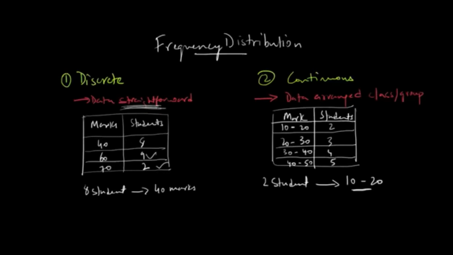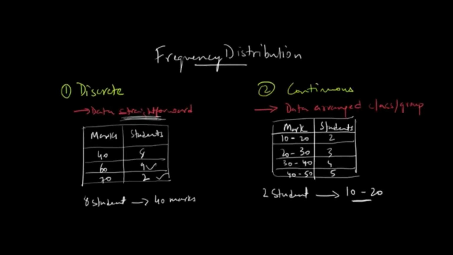So I hope you're getting the difference between these two. In discrete frequency distribution, the data is pretty straightforward. Okay? And in continuous, the data is in the form of a class or group. Therefore, the measurement is not exactly measurable. Like you cannot go on to say what is the exact amount of marks so and so student has got. But you can just point towards a particular interval or a class. So always remember these are called classes. In the next video, we will solve some questions related to frequency distribution.